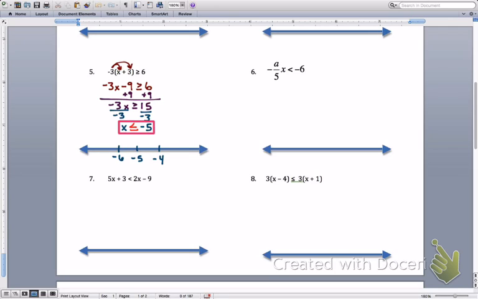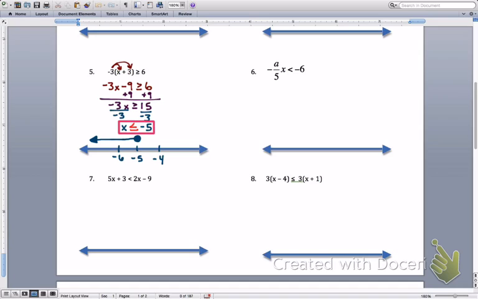So we have a critical point at -5, and because it is less than or equal to, we are going to have a closed circle. And x is less than -5, so if we draw our arrow to the left, that represents all values less than -5.